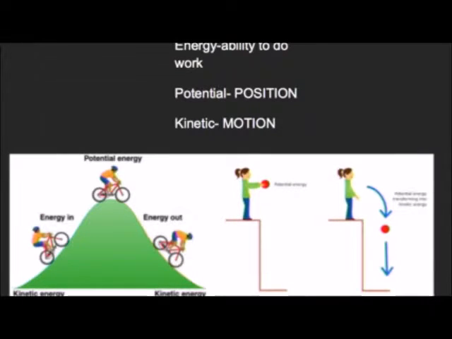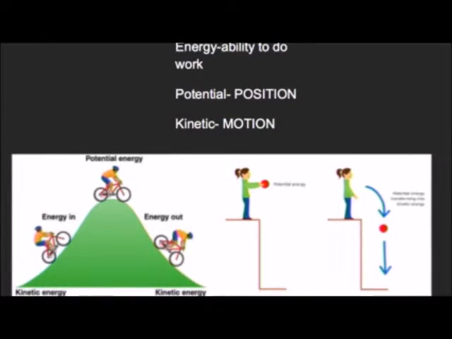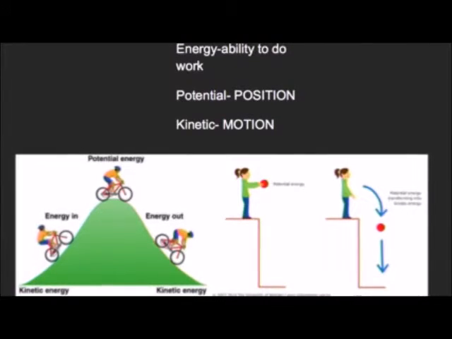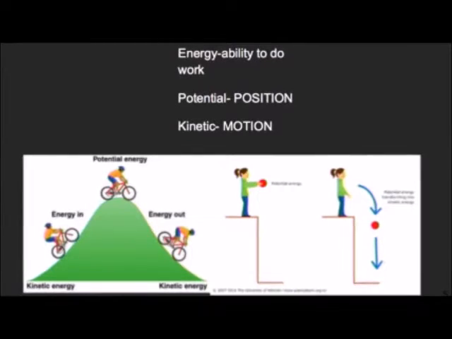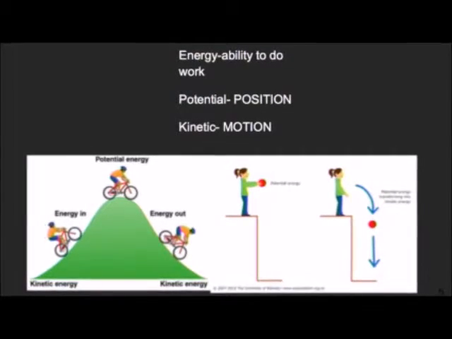The next section of Chapter 1 involves energy. Energy is defined as the ability to do work. Work basically involves moving something. The total energy an object possesses is the sum of its potential energy and its kinetic energy.